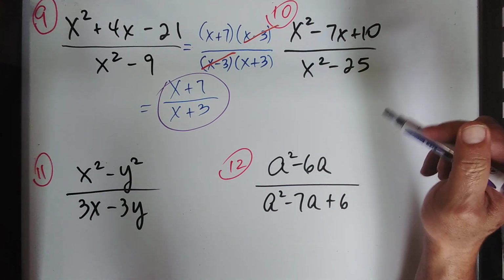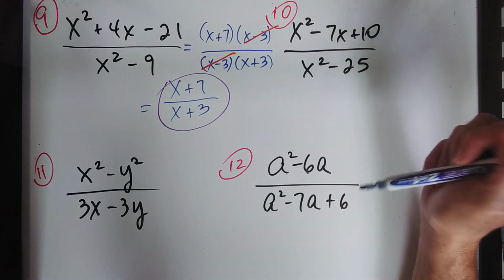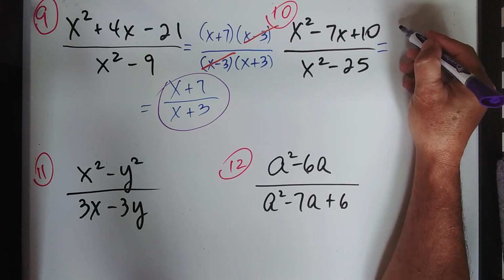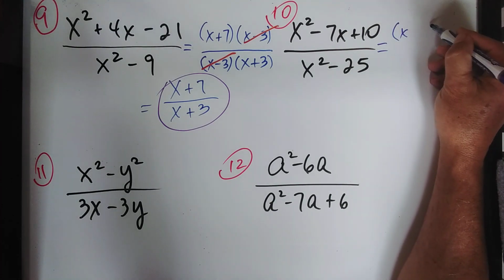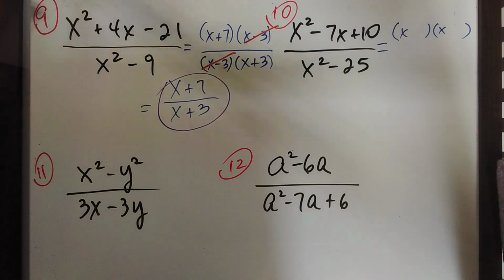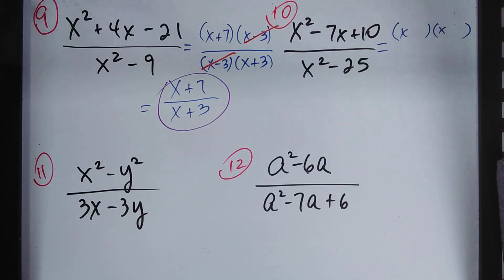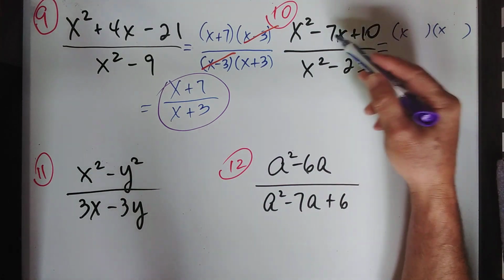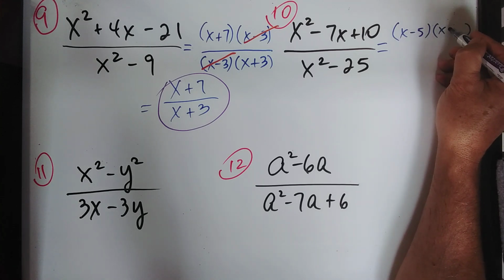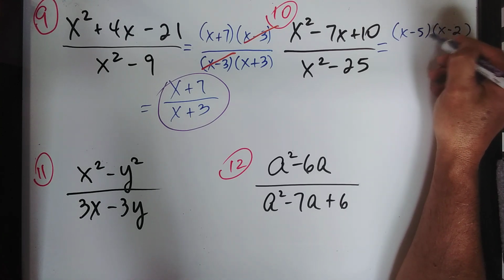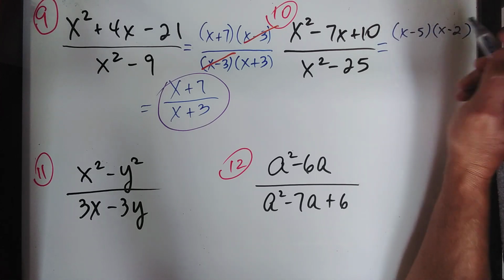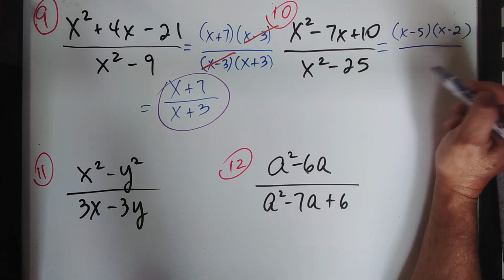Okay, what about the next one? I got another trinomial, x and x, right? And the two numbers that give you positive 10 when you multiply and add up to negative 7, that has to be negative 5 and negative 2. Negative 5 times negative 2 is positive 10, and negative 5 plus negative 2 is going to be negative 7. And then on the bottom I have another difference of squares.